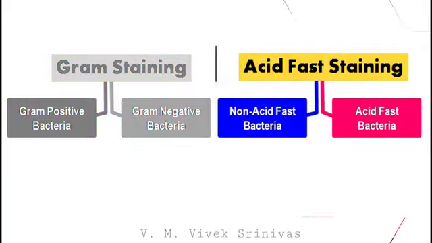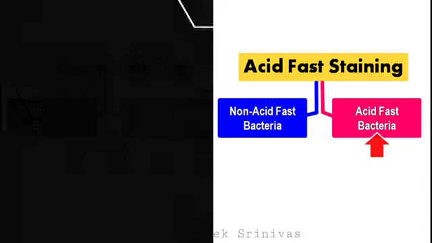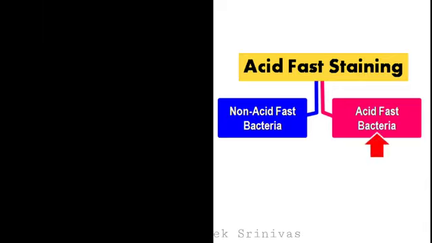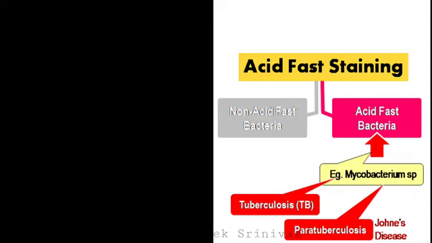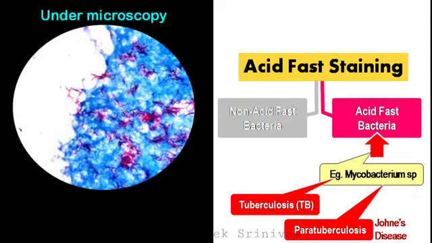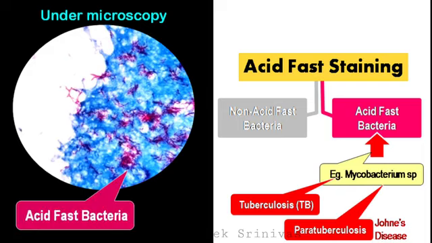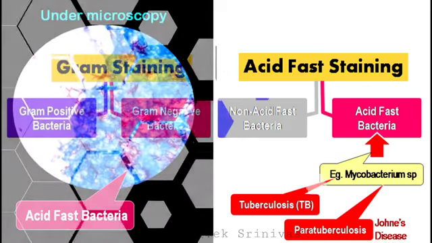But, on acid-fast staining, our interest is to identify the acid-fast bacteria. The very good example of an acid-fast bacteria is Mycobacterium species, which is the causative agent of the tuberculosis, the TB, in humans and animals, and the causative agent of the para-tuberculosis in animals. So, after acid-fast staining, on microscopic examination, if you are able to find the organisms that are stained pink, then they are the acid-fast bacteria.